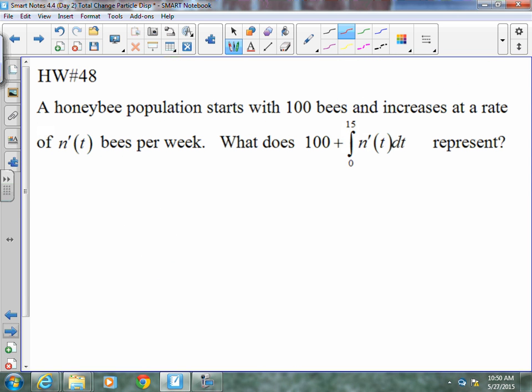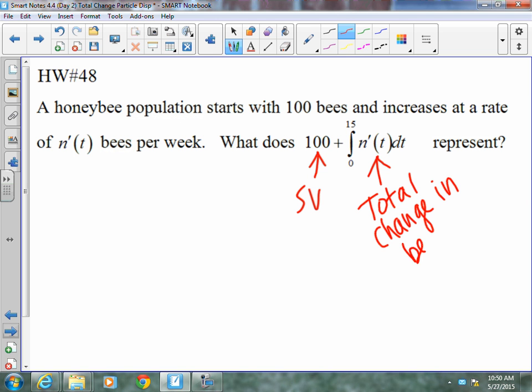A honeybee population starts with 100 bees and increases at a rate of n prime of t bees per week. So this is the starting value. This, when we integrate n prime of t, gives us total change in bees from 0 to 15, and I believe those are weeks.